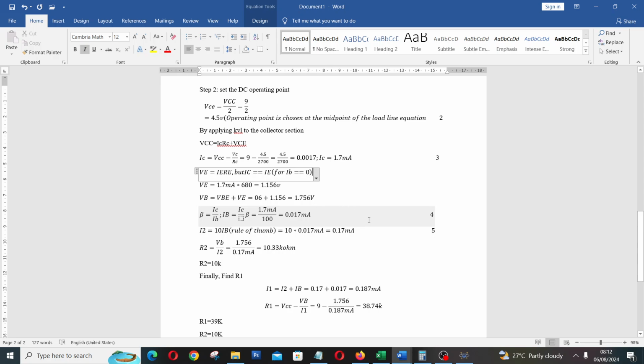Then we make use of equation 4, which is beta equals IC over IB. IC is known, beta is known, IB is unknown. We remember we assumed the base current to be 0, but in practice it is not going to be 0. But for theoretical explanation, we only assume it to be 0.